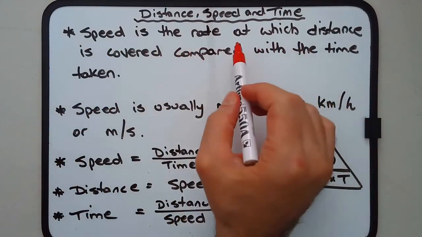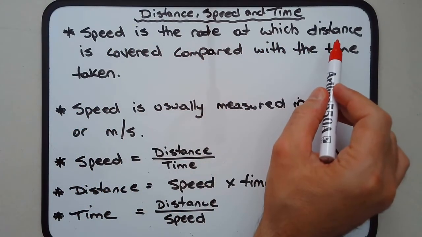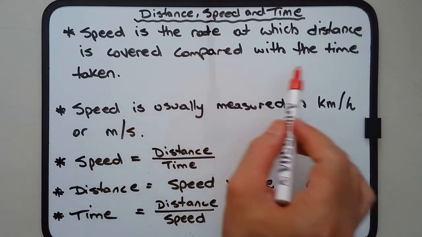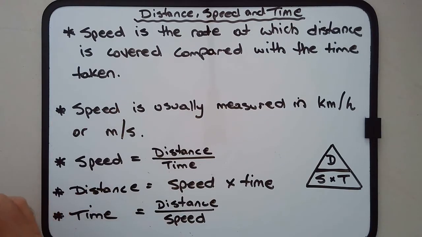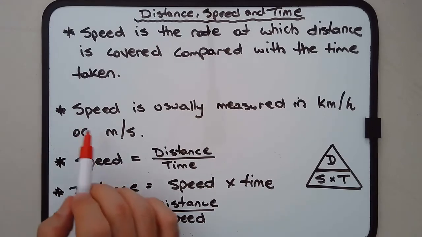It's a rate where we compare distance, a distance covered, with the time taken to cover that distance. So, for example, if a car traveled 100 kilometers, and it took that car 2 hours to cover 100 kilometers, at what rate is the car covering distance? The car is covering distance at 50 kilometers per hour. Okay, so we'll look at an example shortly.